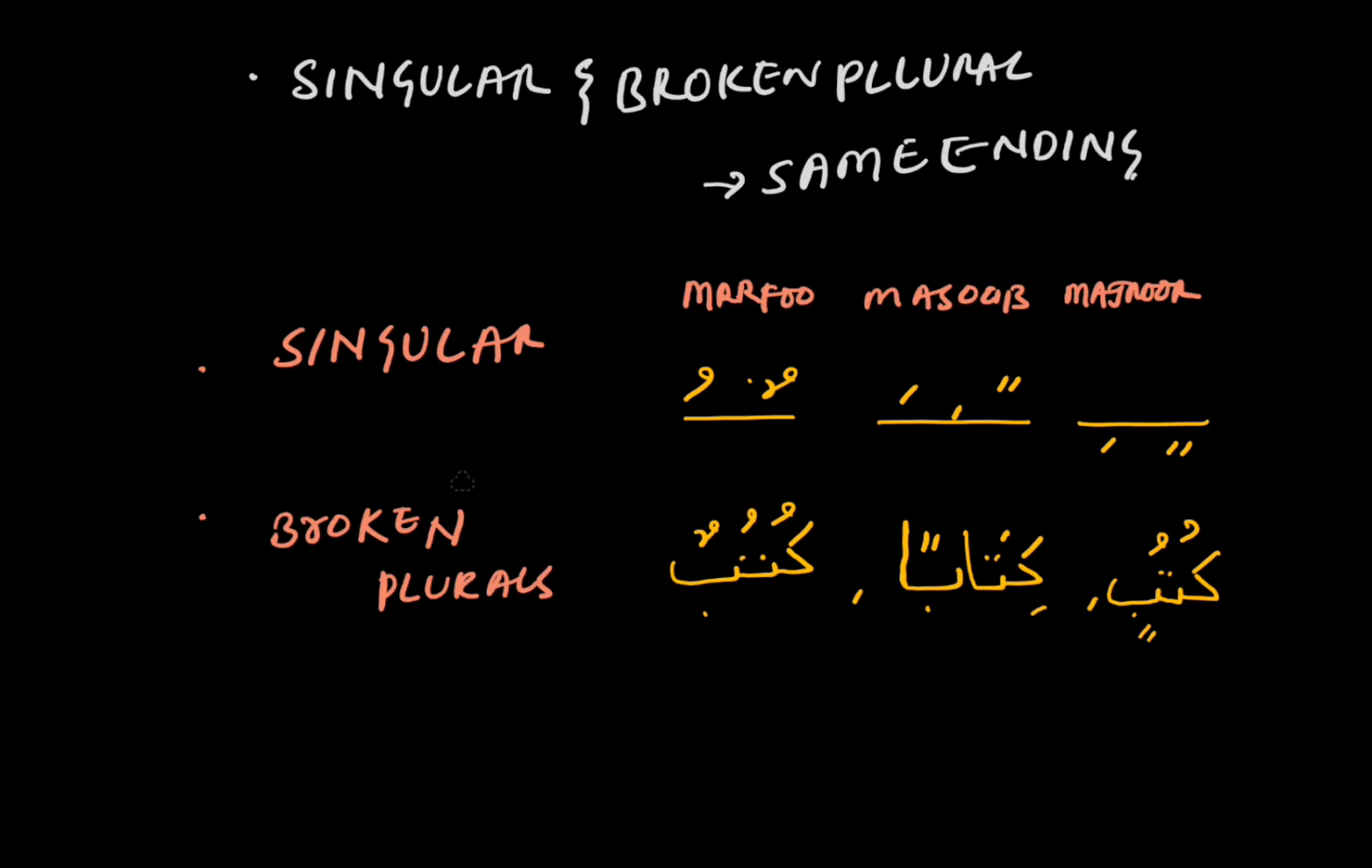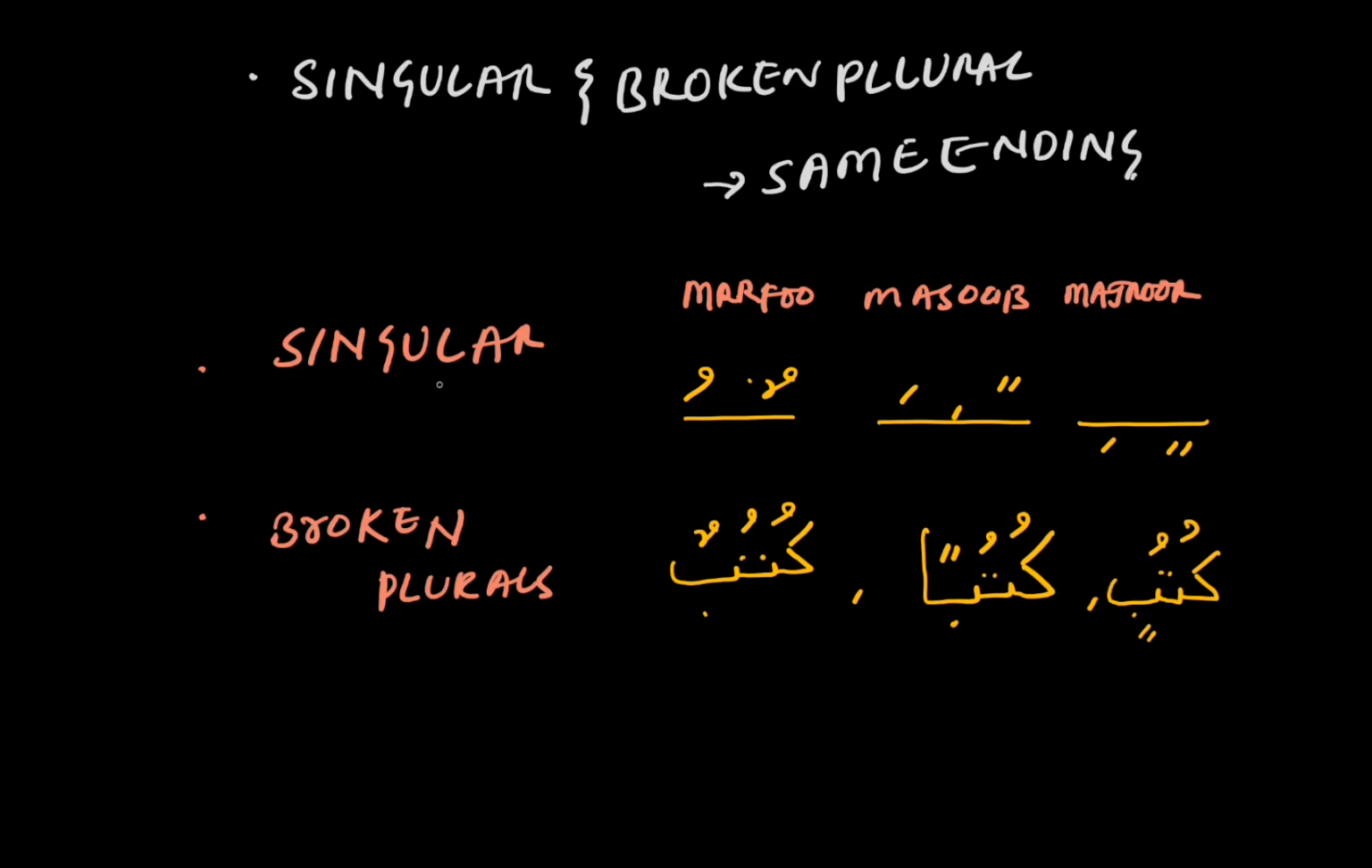So if you see the broken plurals, we can see in the marfu state kitabun, kutubun. For the mansub state, kitaban. And for the majroor state, you can say kutubin. Okay. So here you can see the case endings. The case endings for broken plurals and for the singular nouns are the same. That is kutubun, kutubin and kitaban, with the double fatha at the case ending. So in this way, both the singular nouns and the broken plurals will be having the same case endings.